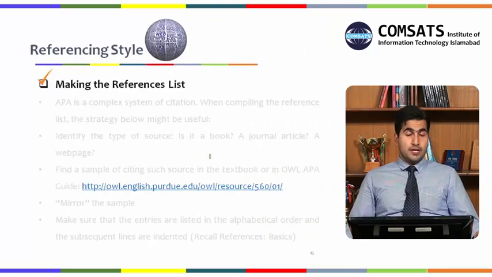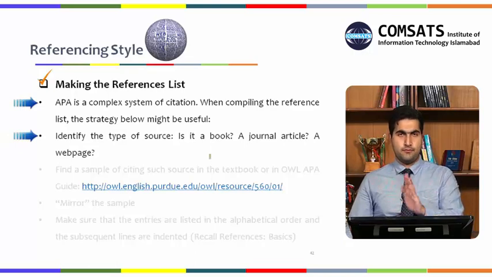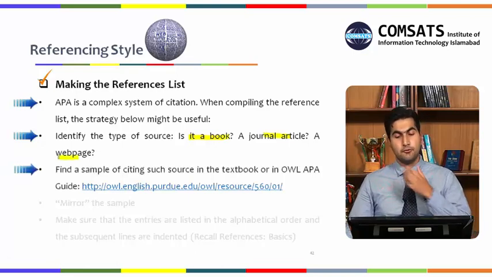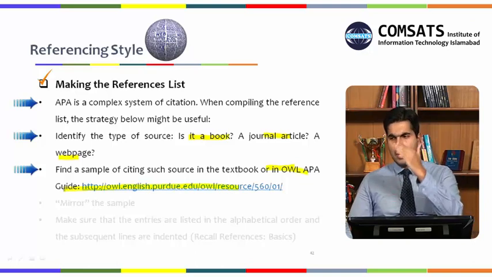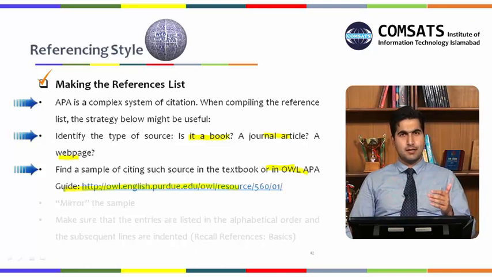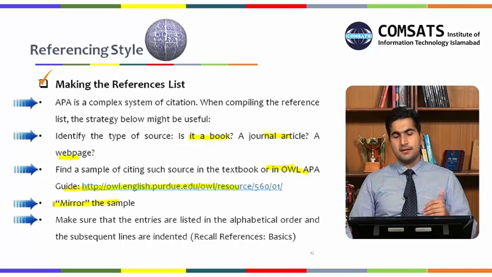Now, how do you make a reference list and make things easier? These are the steps. First of all, you identify the source when you have to cite it, whether it's a book or an article or a web page. Then you have to search for a sample. If you click online on the OWL APA guidelines, which are there on this link as well, you will have different formats. Then you have the samples, and you can tally it with the source that you have to cite. Once you find the exact format that you have to use, mirror that sample and make sure the entries are in alphabetical order in the references.